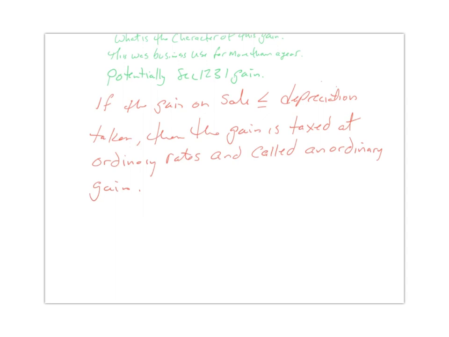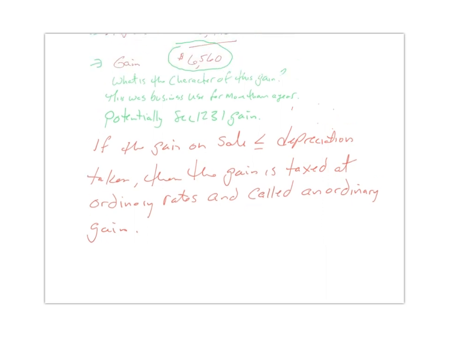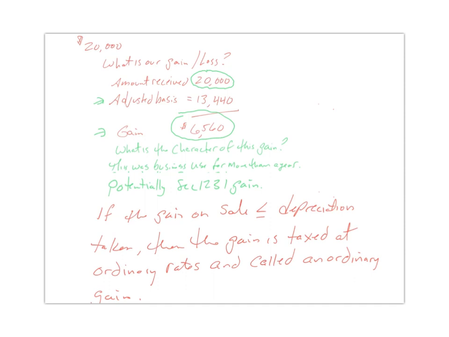Okay, so in this situation, if the gain on the sale is less than or equal to the depreciation taken, then the gain is taxed at ordinary rates and called an ordinary gain. So that's exactly our situation here. This $6,560 gain would be taxed at ordinary rates. It would not be considered Section 1231 gain. It would not be given long-term capital treatment. It would be taxed at ordinary rates.